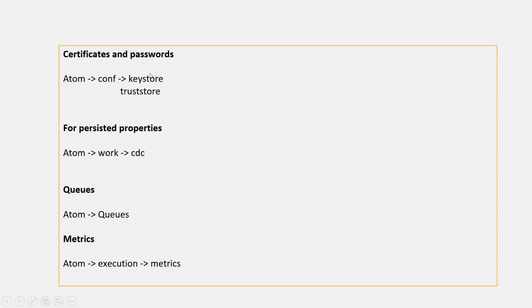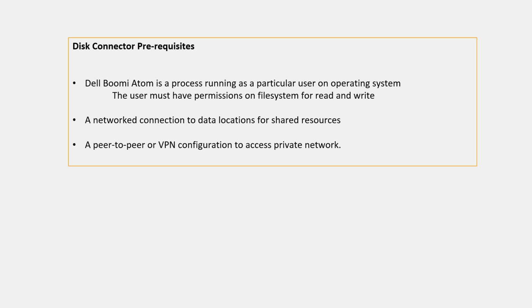And certificates and passwords will be stored under Atom conf, key store and trust store. For persisted properties, we'll discuss what a persisted property is, but the value for that is stored in Atom work. CDC queues information is stored in the Atom folder queues. Metrics are stored in the Atom execution folder and metrics. So as I told you, all this might not be clear to you now, but at the end of the course, you can just revise this again. You'll have clear information.